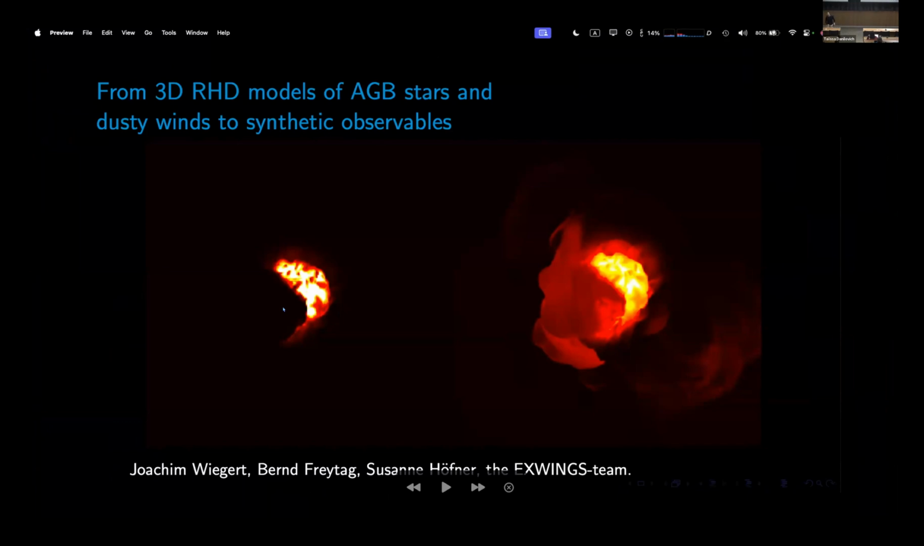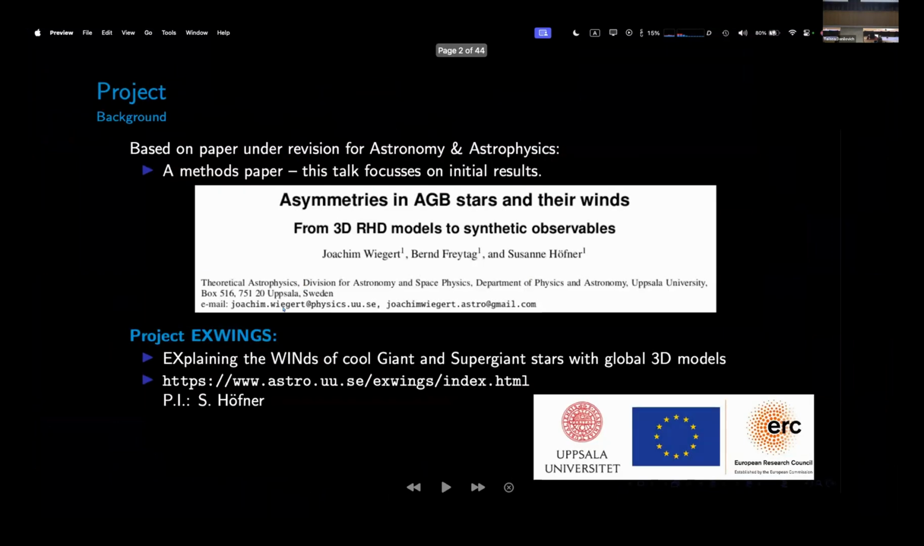I'm going to talk not just about the surface of the star, but more about the surroundings and what we are doing in Uppsala in Sweden. I'm part of a group called X-Wings. We are working on simulating the interior and the exterior of evolved stars. My focus is on AGB stars and running our models through radiative transfer to create observables of these stars.